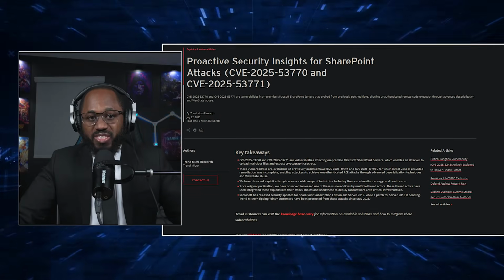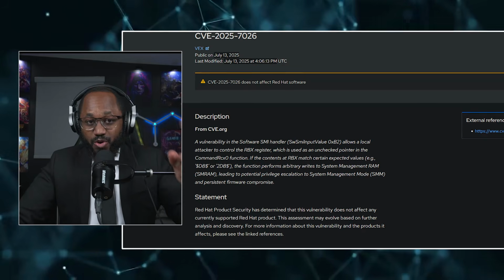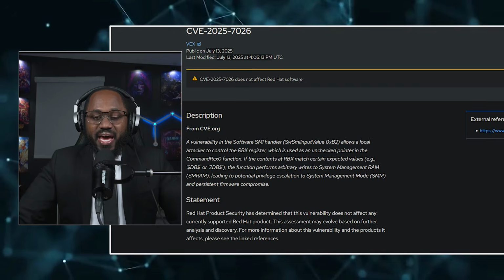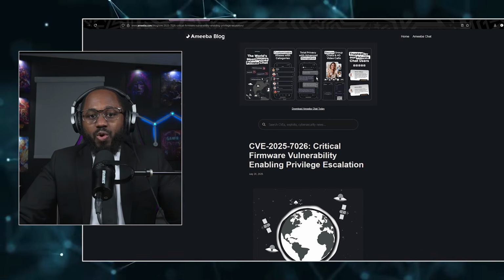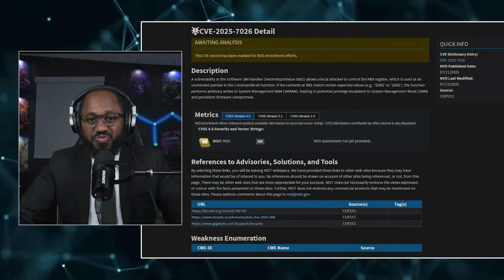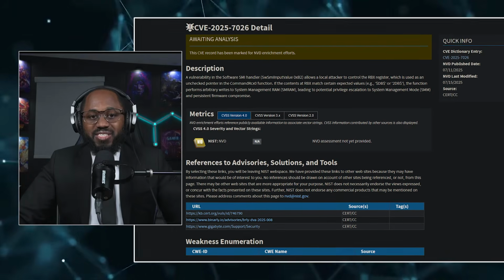The most privileged part of the system, allowing attackers with local or remote admin access to execute code with the highest system privileges. Now, we're going to start with the first CVE, which is CVE-2025-7026, which is a critical vulnerability in the software SMI, which is the System Management Interrupt handler, allowing a local attacker with limited privileges to gain arbitrary write access to system management RAM, right? By exploiting unchecked use of the RBX register as a pointer, specifically in the command RCX 0 function for the SW SMI input value 0xB2.